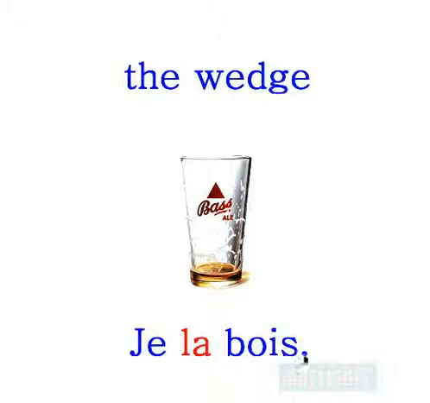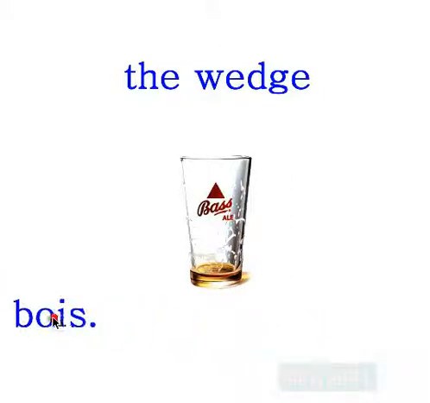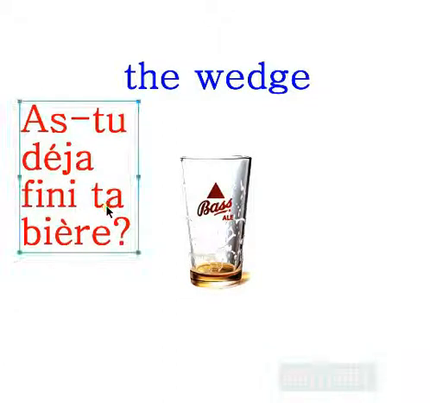Now, let's talk about the past. If somebody asks us a question, as-tu déjà fini ta bière? Alright, we're going to use that same principle, except we've got to take into account a few things. Because when we're talking in the past, we've got something called the helping verb, and we've got to make sure that we put that direct object pronoun, the word la, in the right place.